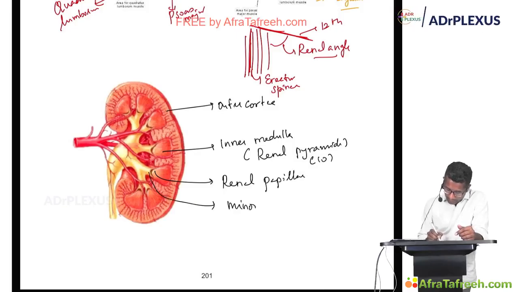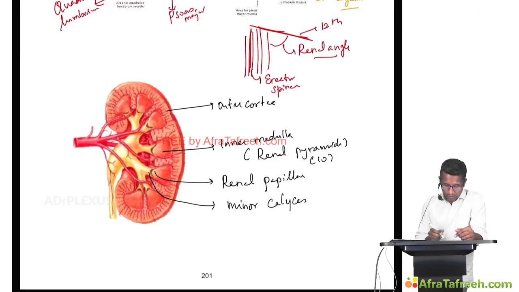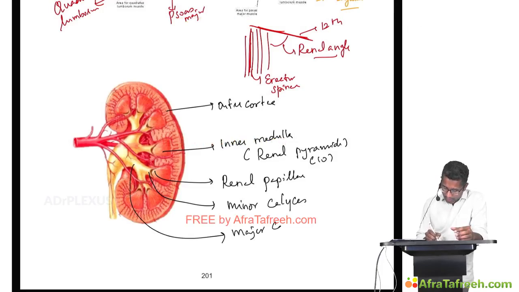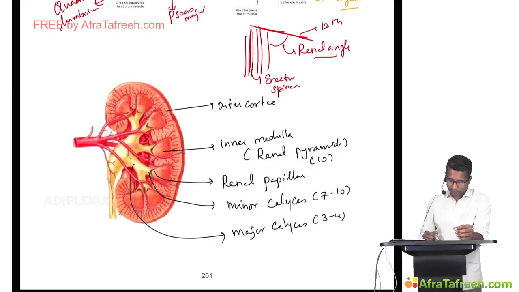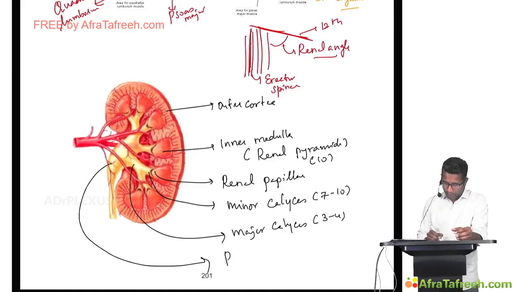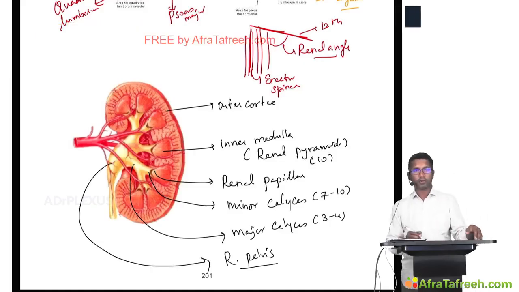minor calyces. These minor calyces open into the next bigger duct, which is called the major calyces. Approximately 7 to 10 minor calyces are seen, and approximately 3 to 4 major calyces are seen, and all the major calyces finally unite and form the renal pelvis.